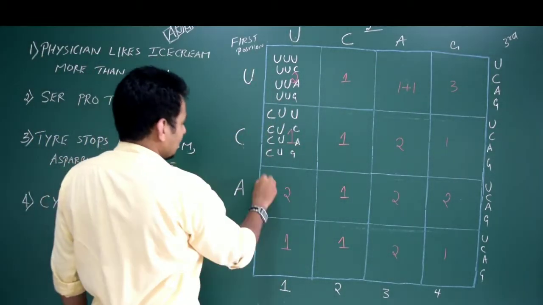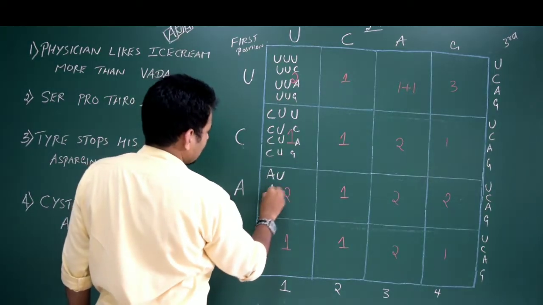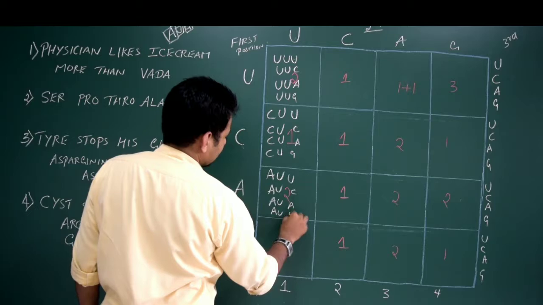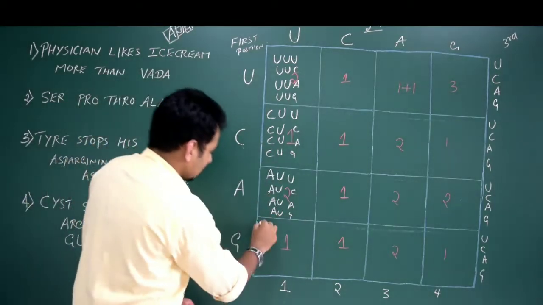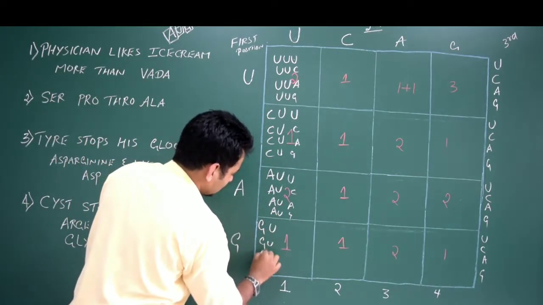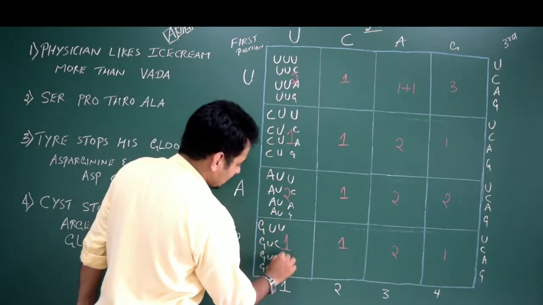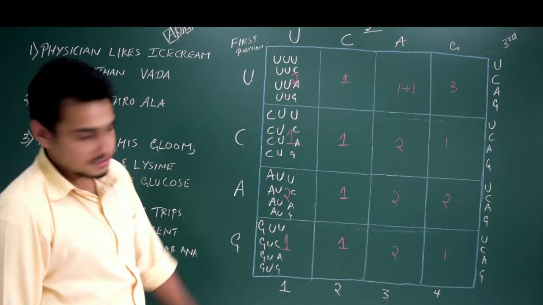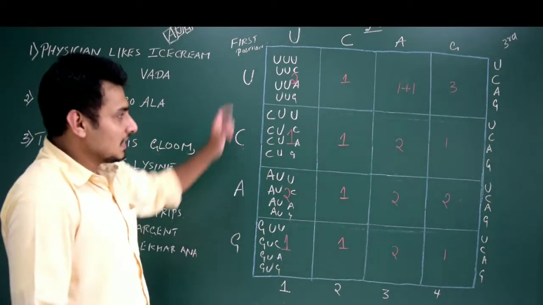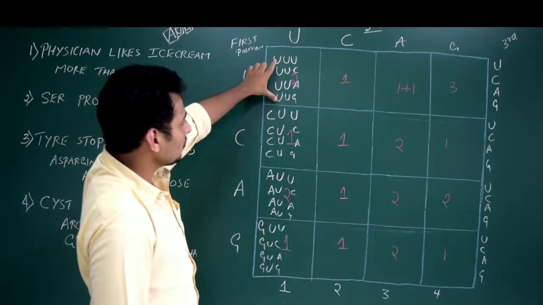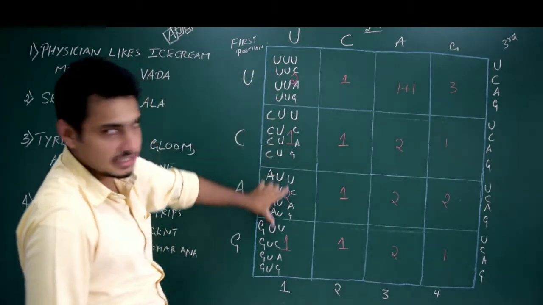Got it. Next. A is common, U is common. So I will write AU, AU, AU. Here I write UCAG. Done. 4 codons. Next, GU, GU, GU, GU. So here UCAG. Done. So it's very easy, right? It's very easy. Now we have to go to this. Before that, let me just tell you how we have got a total of 16 codons here.